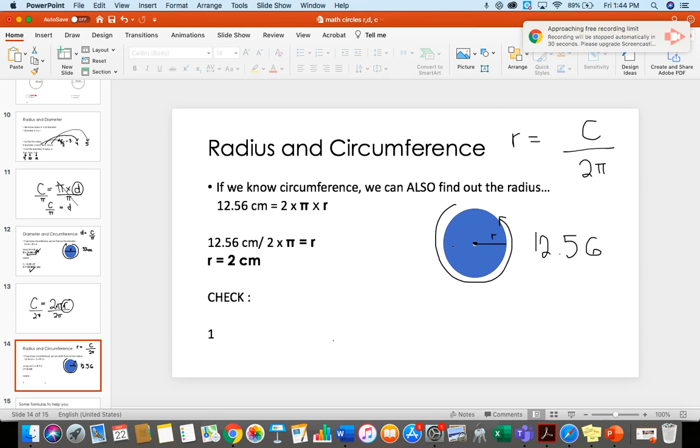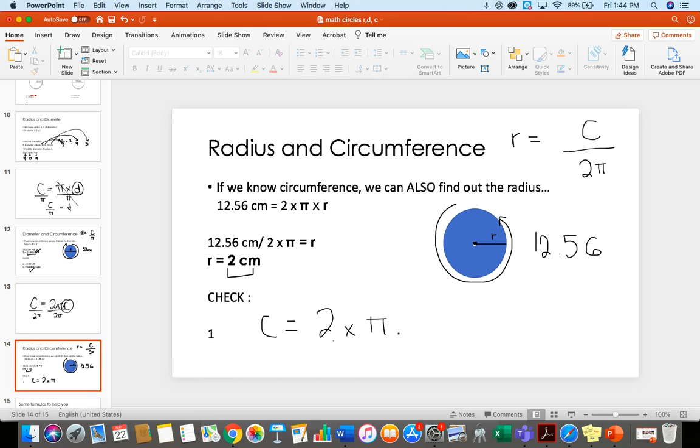And then with the formula here again, once you plug it all in, your answer is 2, and then you can check. So if you go C is equal to 2 times pi times r, you will figure it out, and you will find out that it is correct. And there you go.